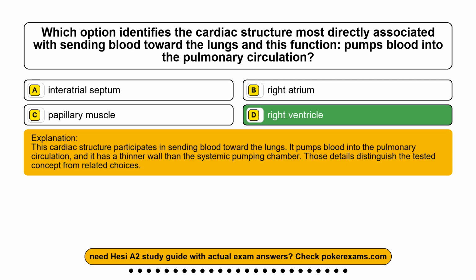This cardiac structure participates in sending blood toward the lungs. It pumps blood into the pulmonary circulation, and it has a thinner wall than the systemic pumping chamber. Those details distinguish the tested concept from related choices.